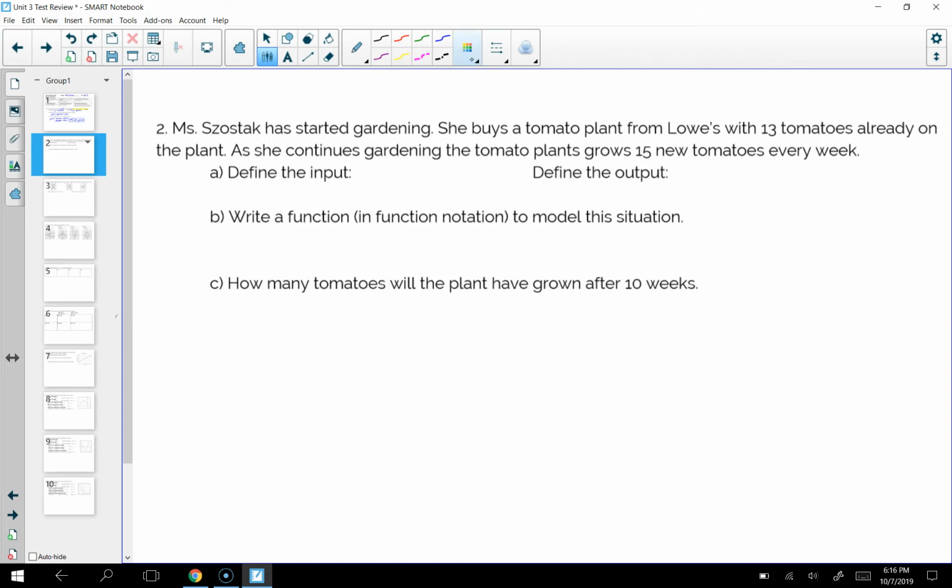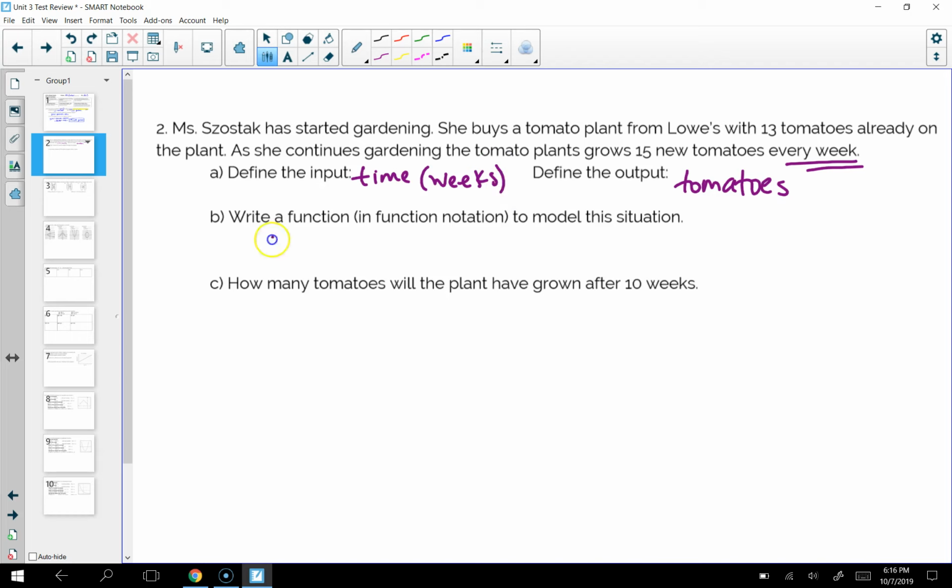All right. So let's see. The output is going to be the tomatoes, right? Yeah. She's getting out of this the tomatoes. And where do the tomatoes come from? They come from each week. So our input's going to be time again, but this time it's in weeks. Because each week she gets new tomatoes.